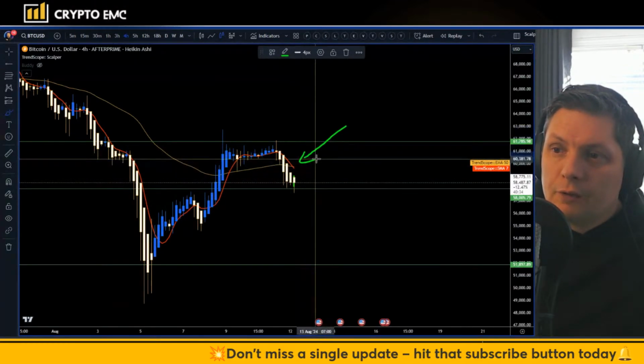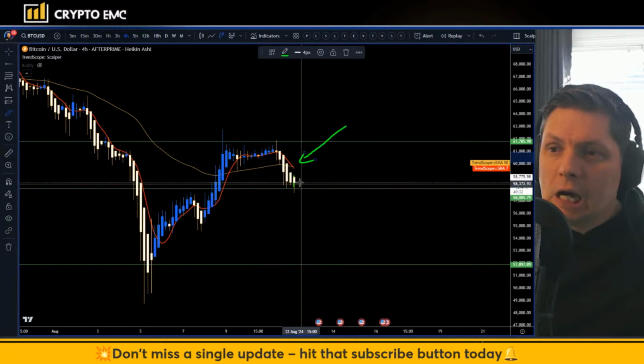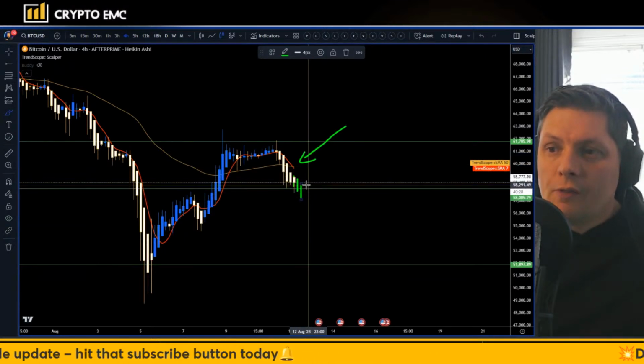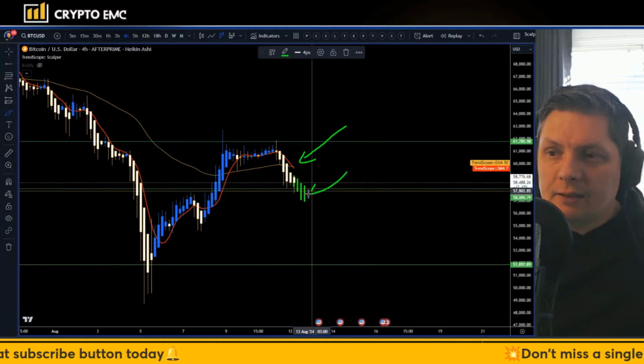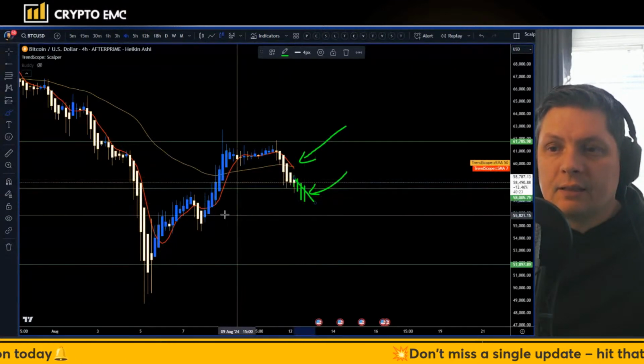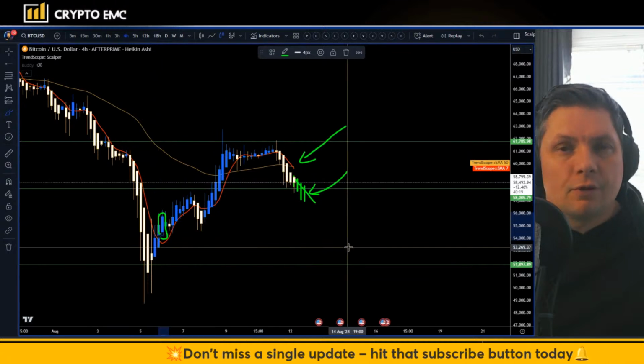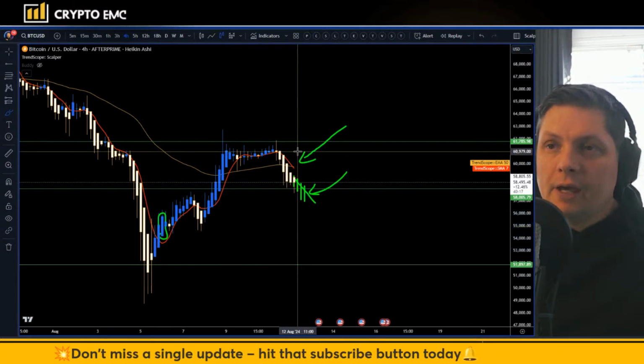So the red is now below the yellow. Now I need 3 more candles. And if there's 3 more candles, on the open of the 4th, I can enter. And then I will ride this until I see a candle open and close above the red. As simple as that. There you have it, guys.